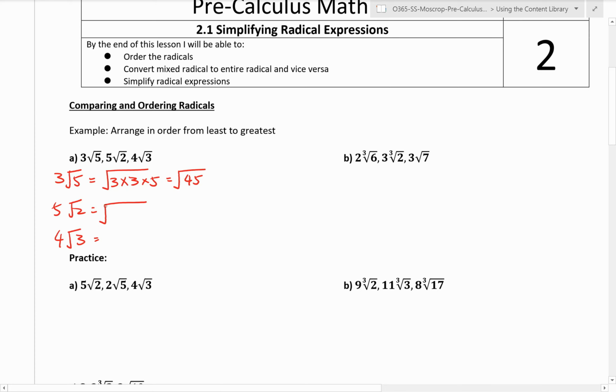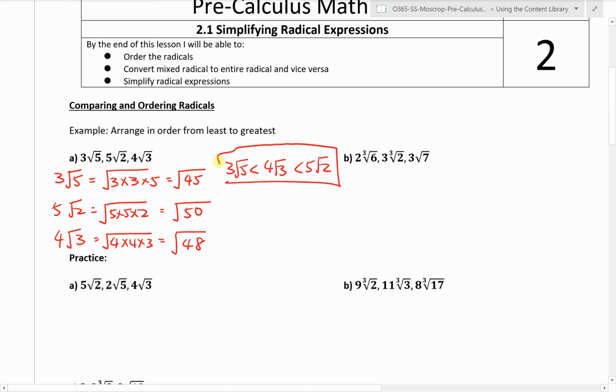You can do the same thing for the next 2 radicals. That becomes 5 times 5 times 2, and 5 times 5 is 25, times 2 is 50. Finally, we have 4 root 3, so that's square root of 4 times 4 times 3, which is square root of 48. Now you can see clearly that root 50 would be the biggest, and root 45 would be the smallest. Since we're arranging them from smallest to biggest, 3 root 5 is smaller than 4 root 3, which is smaller than 5 root 2. And that would be the answer. That's how you arrange them from smallest to biggest.